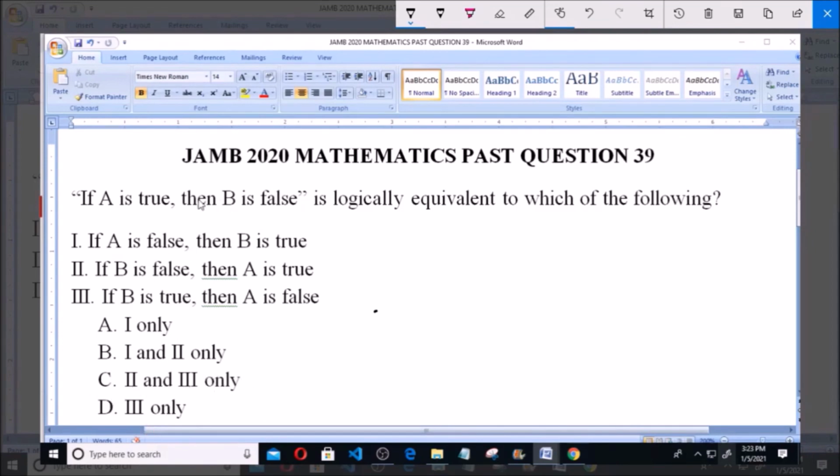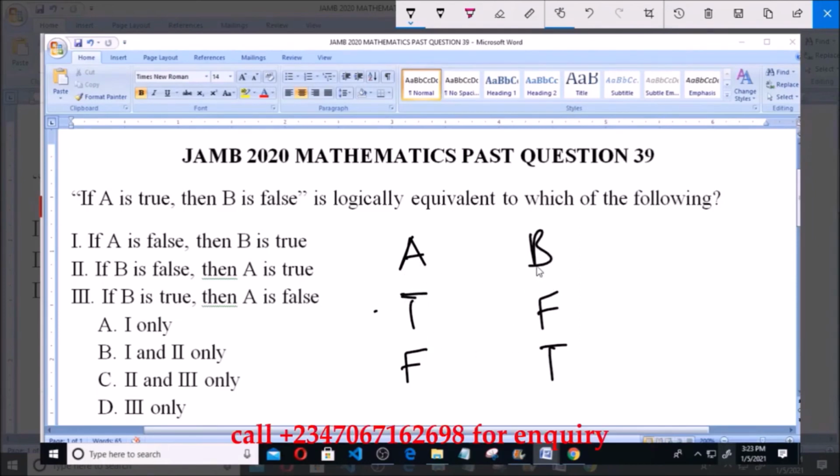Now, looking at this statement, it says if A is true, then B is false. Now, this simply means that if B is also true, then A will be false, because A is dependent on B and B is dependent on A. So A implies B and B also implies A. So when B is false, definitely A will be true, and when A is true, B will be false. Also, when A is false, it implies that B will be true, and when B is true, A will be false. So the answer to this question actually is option D, which is III only.